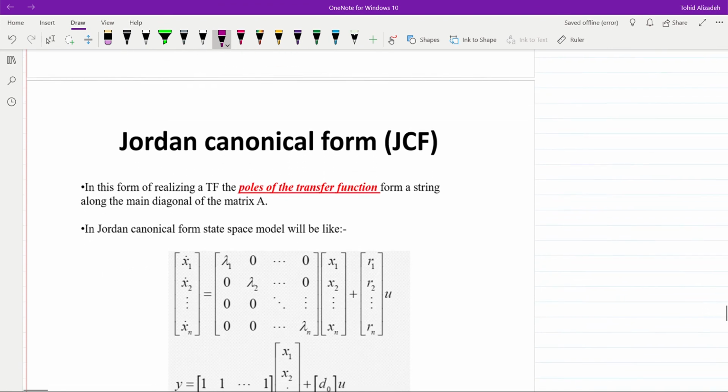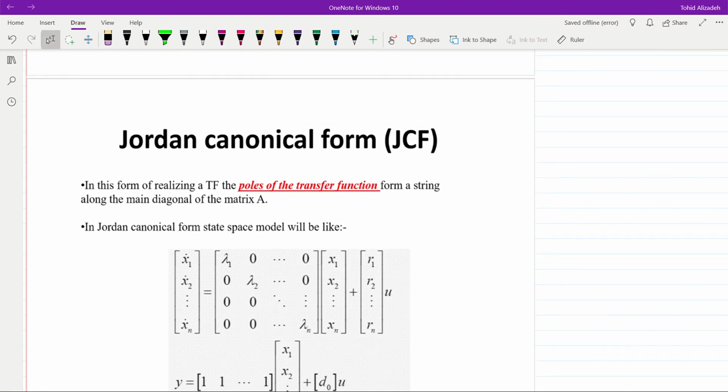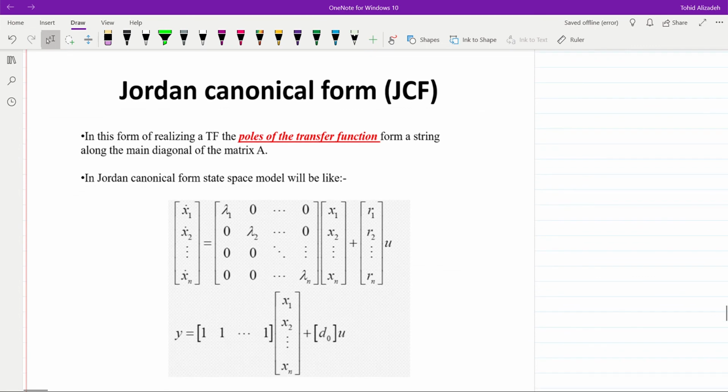The next canonical form that we have is called the Jordan canonical form. In this form of representing the systems in the state space domain, the poles of the transfer function will form a string along the main diagonal of the matrix A. So for matrix A, all the elements will be 0 apart from the ones on the diagonal, and those diagonal elements will be indeed the poles of the transfer function.